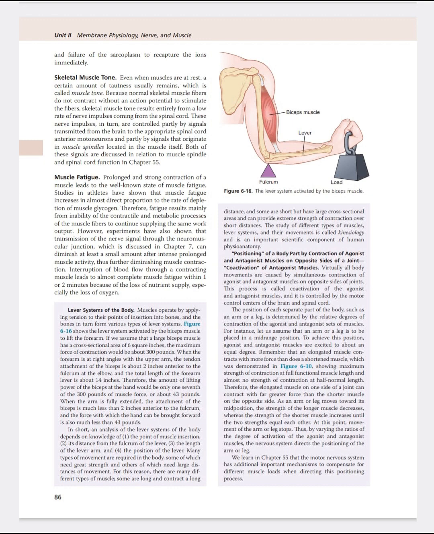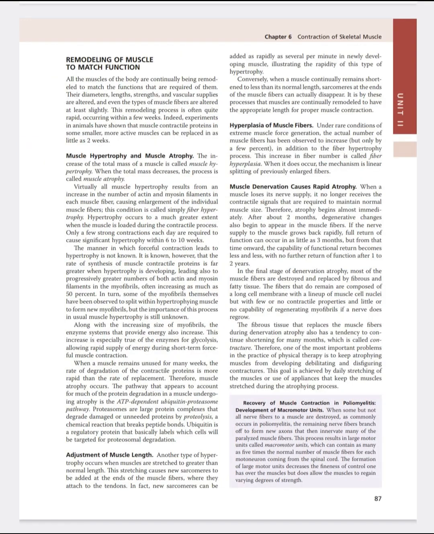And then now let's come to the next heading, that is remodeling of the muscle to match function. Highlight this heading: the muscle hypertrophy and muscle atrophy. The increase of the total mass of muscle is called muscle hypertrophy. When the total mass decreases, the process is called atrophy.